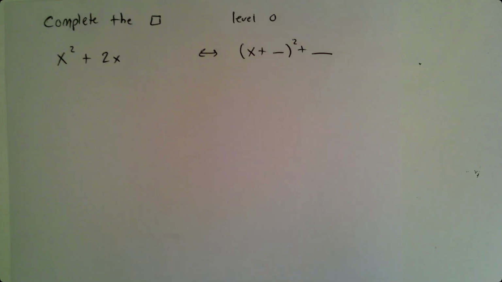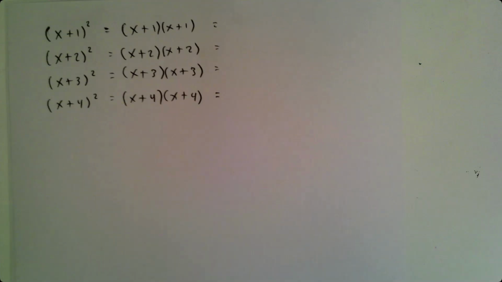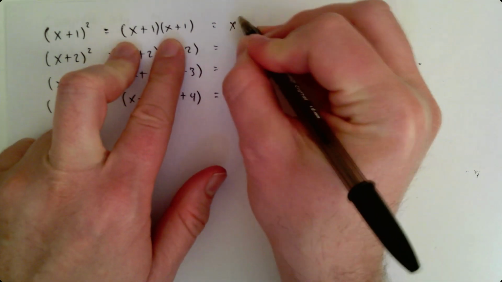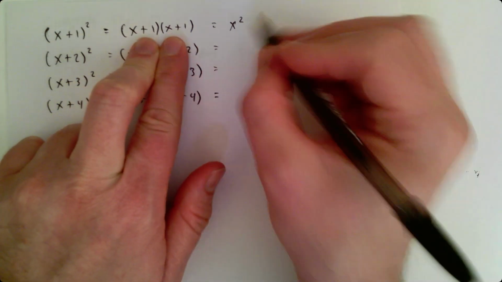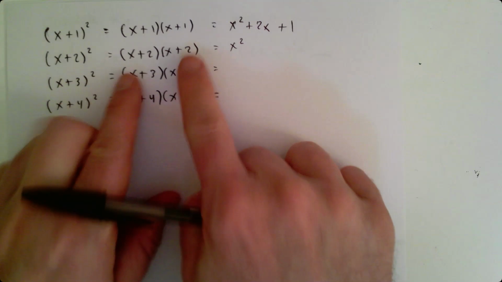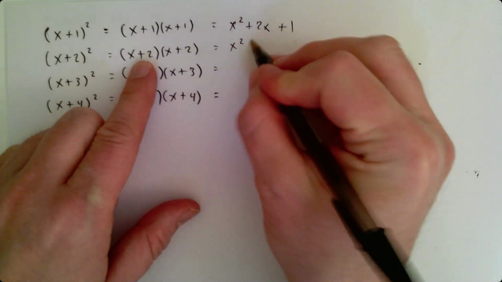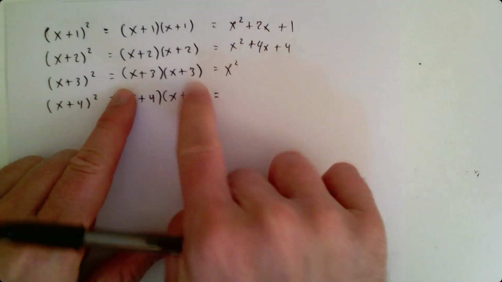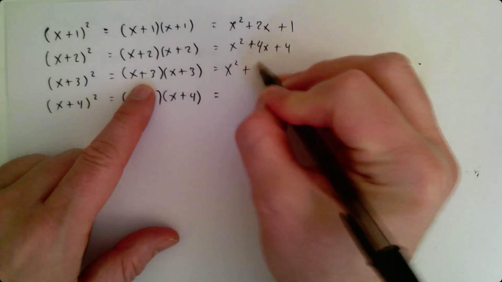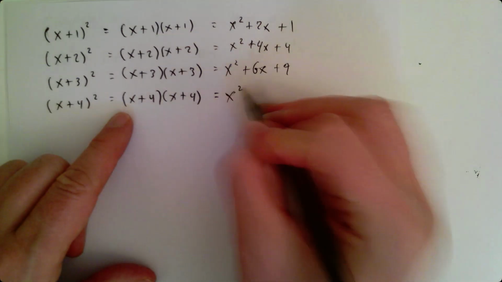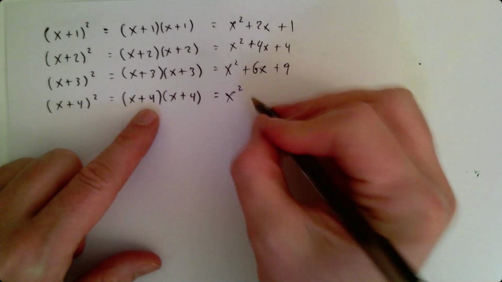Okay, I want you to notice a pattern. Here I have a whole bunch of squared terms, and we're going to multiply them out. Here when I multiply it out, I've got x squared plus 1x plus another x is 2x's plus 1. Here I'll have x squared plus 2x and another 2x is 4x. Here I'll have x squared plus 3x plus another 3x gives me 6x's. Here I'll have x squared, and then 4x and another 4x is 8x's.